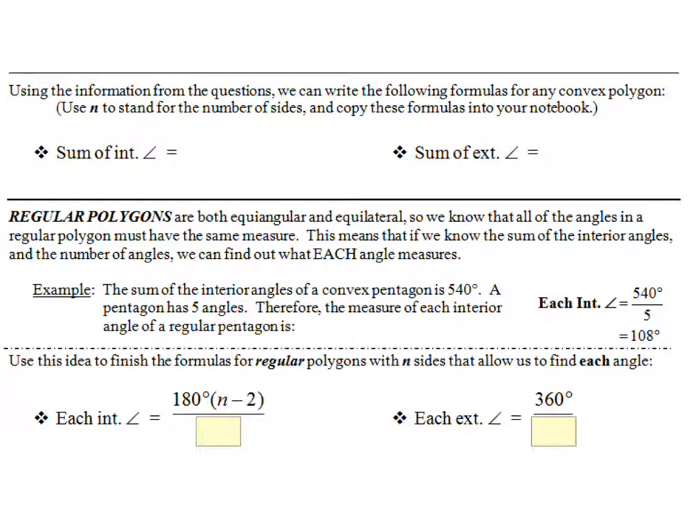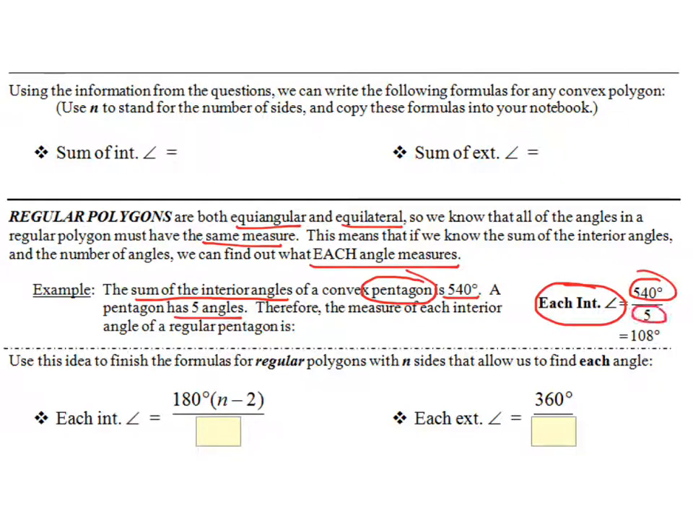Now, with regular polygons, we know they're both equiangular and equilateral. So all the angles in a regular polygon must have the same measure. So if we know the sum of the interior angles and the number of angles, we can find out what each angle measures. And we can do that simply by splitting them up. So if we have a pentagon, it's got 5 sides, and if the sum of the interior angles is 540, and it has 5 angles, we can simply find the measure of each interior angle by taking the total, 540, and dividing by 5, which gives us 180.